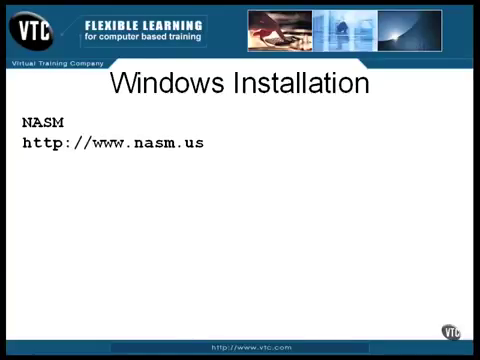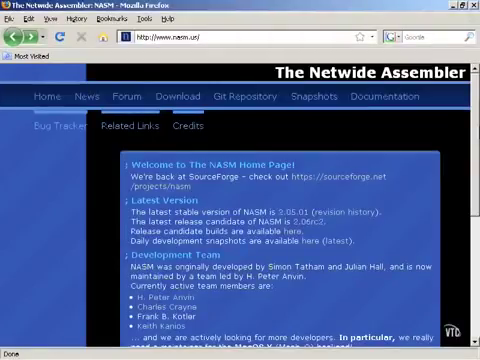Go to this website, www.nasm.us. Here you'll find news about the current status of the assembler and links to other information. Nothing on the internet always stays the same, but this is what it looked like when I put together this course. At the top of the page, you see a link for download.